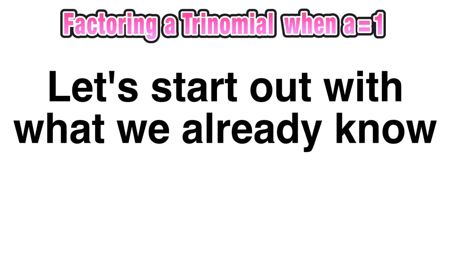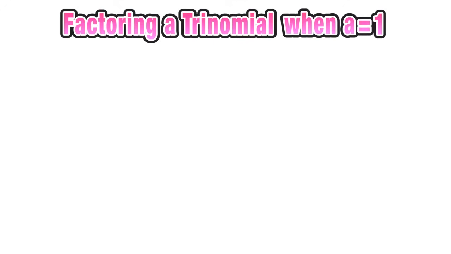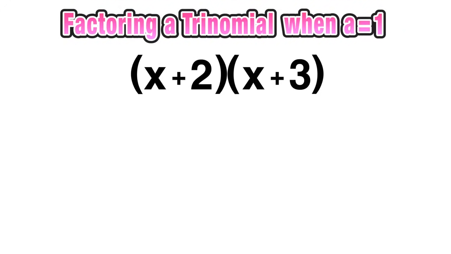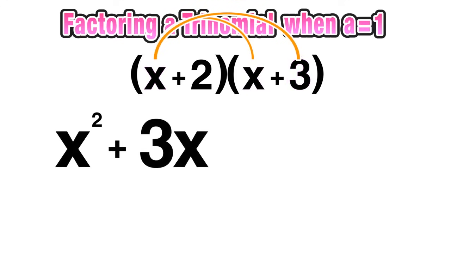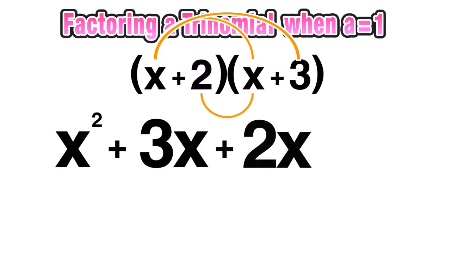So let's start by building on something that we already know, and that is how to multiply binomials. We're going to use the FOIL method here, but you can use any method that you want. In this case, we want to multiply x plus 2 by x plus 3. Using FOIL, or double distributing, we multiply the first terms together: x times x is x squared. Then the outer terms, x times 3 is 3x. Then the inner terms, 2 times x is positive 2x. And finally the last terms, positive 2 times positive 3, equals 6.